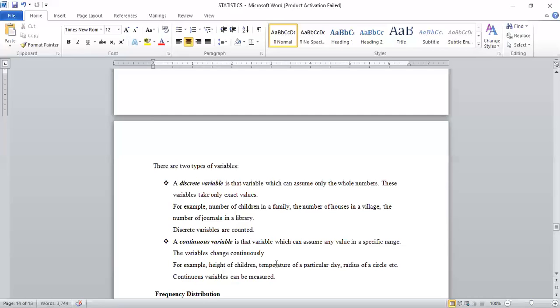Then we have continuous variables. This can assume any value, as in the variables change continuously. So in this case, for example, the height of a person can be 150 centimeters. Another one can be 150 point something, like 0.2. Same case with weight of a person. A person can be 50 kgs. Another one can be 50.2, 50.3. As in we have different values in a specific range. It takes into account values with fractions and decimals.